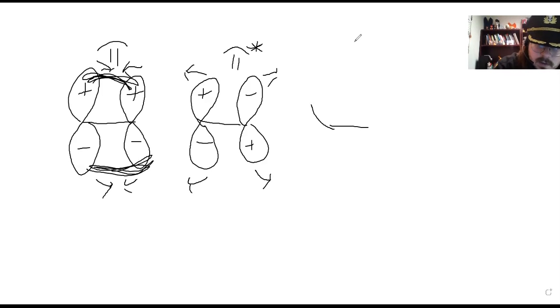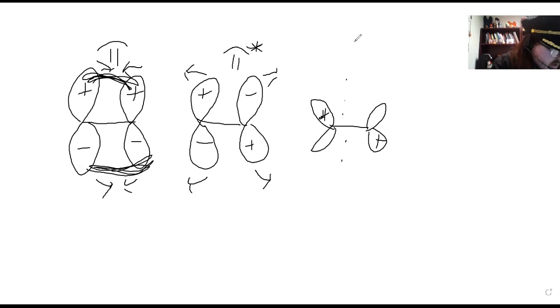They don't want to speak with each other. In this case, this results in a node, a region of zero electron density between these two carbons. So as we give more and more antibonding interactions, we're going to see more and more nodes. So let's look at 1,3-butadiene.